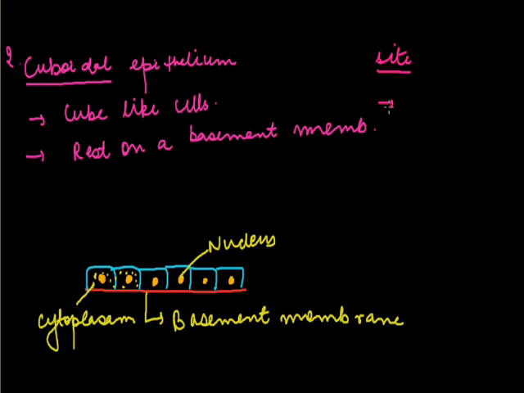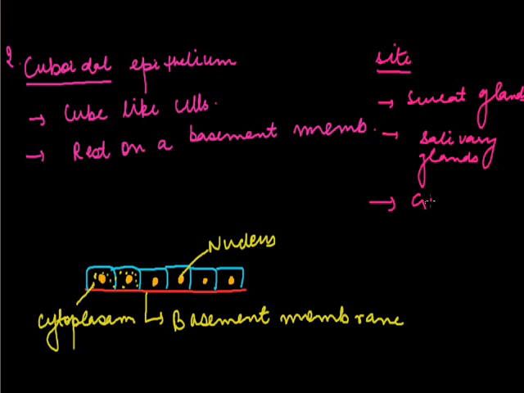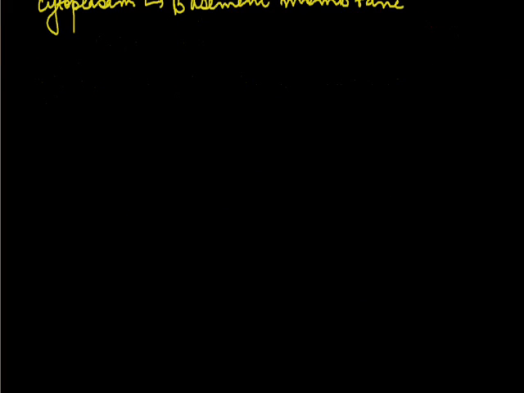Now again we'll discuss the site where it is found. It is present in the sweat glands. It is present in the salivary glands, and it is found covering the gonads, testis and ovary.